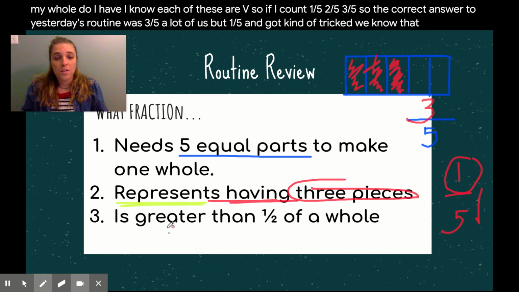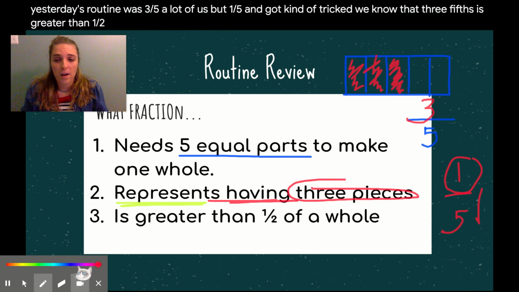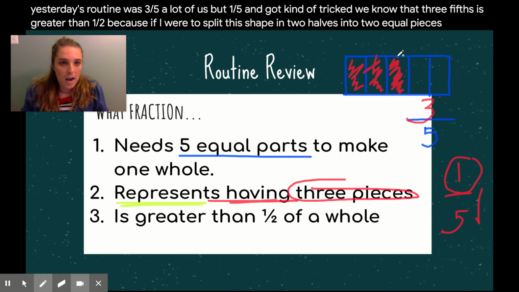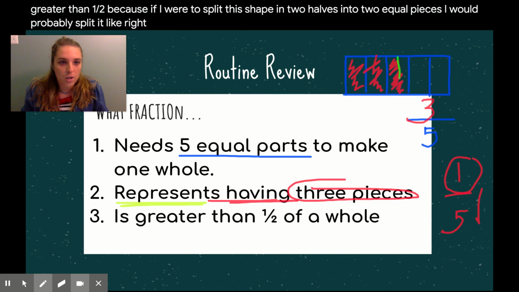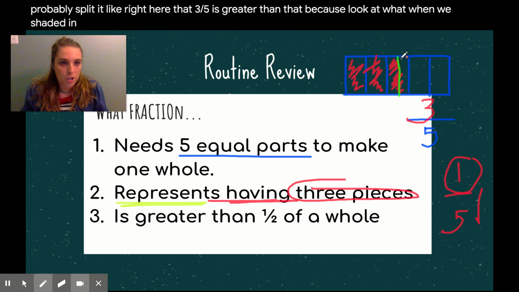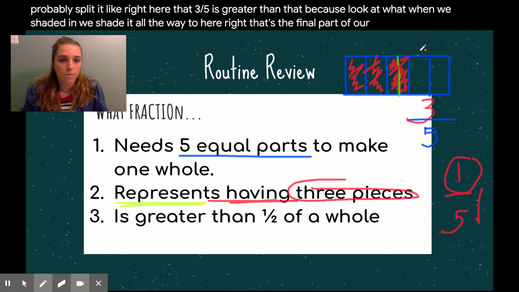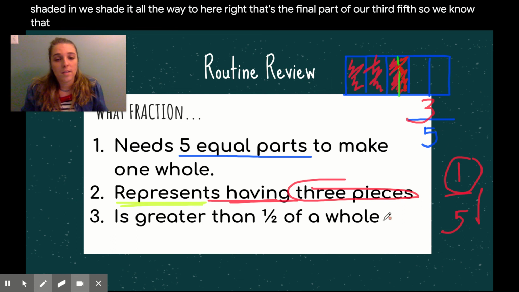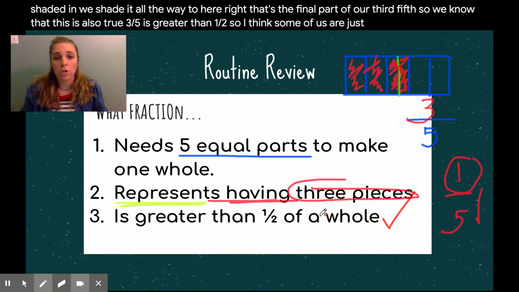We know that 3/5 is greater than 1/2 because if I were to split this shape into halves, into 2 equal pieces, I would probably split it like right here. And I know that 3/5 is greater than that because look at what we shaded in. We shaded all the way to here, right? That's the final part of our third fifth. So we know that this is also true: 3/5 is greater than 1/2. So I think some of us were just getting tricked up.